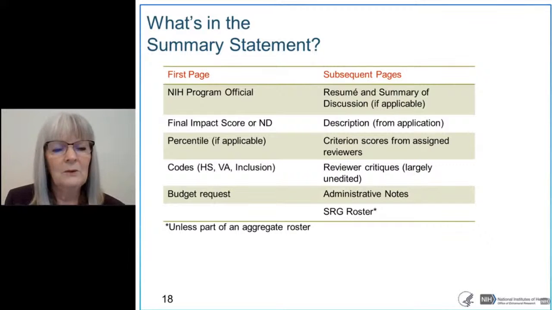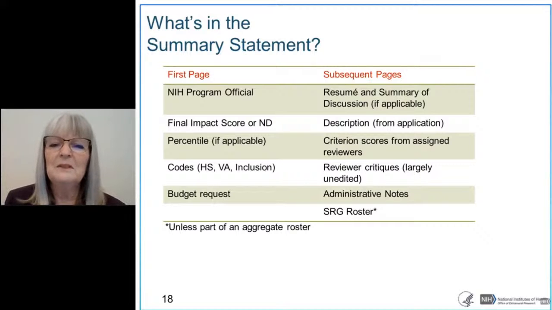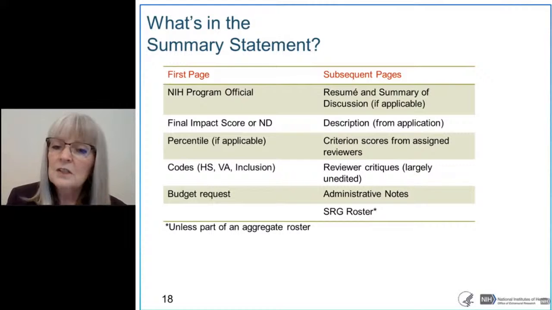If it were percentile, that would appear. You will see the codes for human subjects, vertebrate animals, and inclusion plans, whether they were acceptable or not acceptable. We typically report your budget request. On subsequent pages, you will find a resume and summary of discussion if the application had been discussed. This is prepared by the scientific review officer to reflect the score driving elements that came up in the review. We grab the description from your application. We list the criterion scores from the 3 or more assigned reviewers. We present the reviewer critiques from the assigned reviewers, largely unedited.